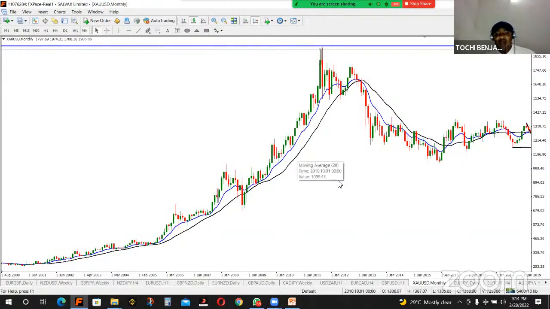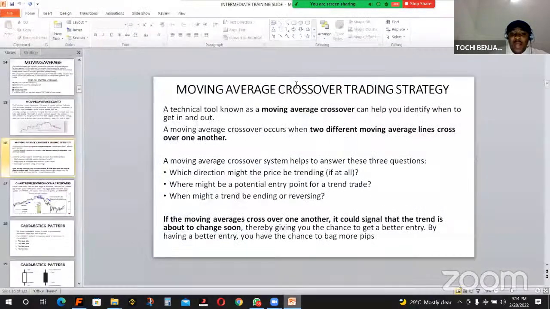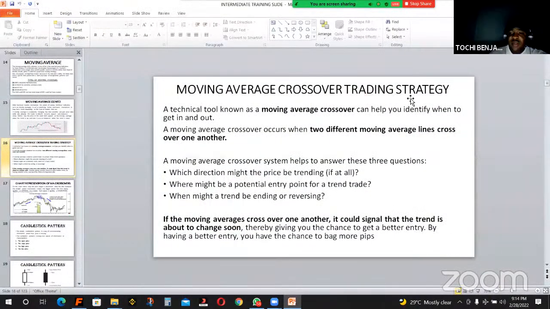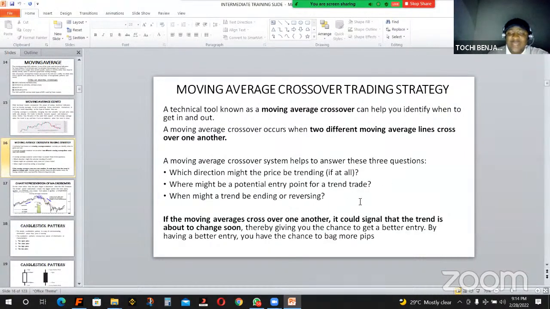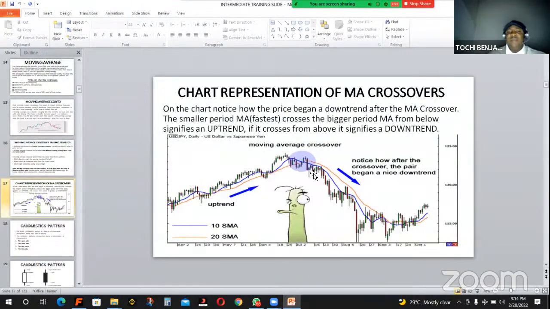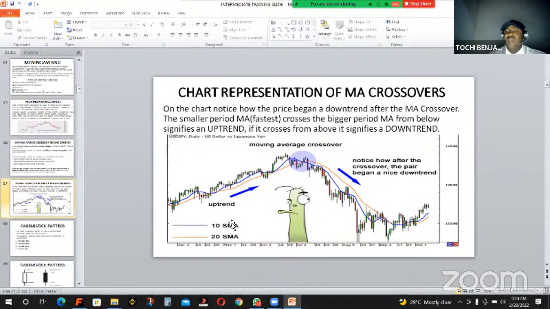Look at it on the slide here. Moving average crossover trading strategy. You can read it if you have not gotten the manual. Get the manual and read it so that you understand the strategy on trading the moving average. But we're going to explain it also. Now look at the moving average chart representation of the moving average crossover. Look at what happened here. This is 10 and 20, exactly what I have on my chart. When are you supposed to buy? When are you supposed to sell?